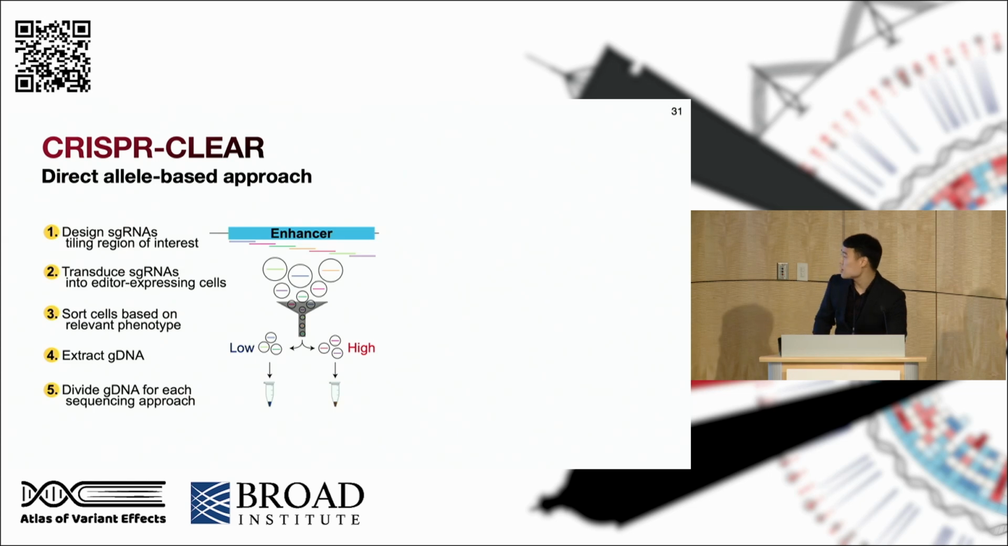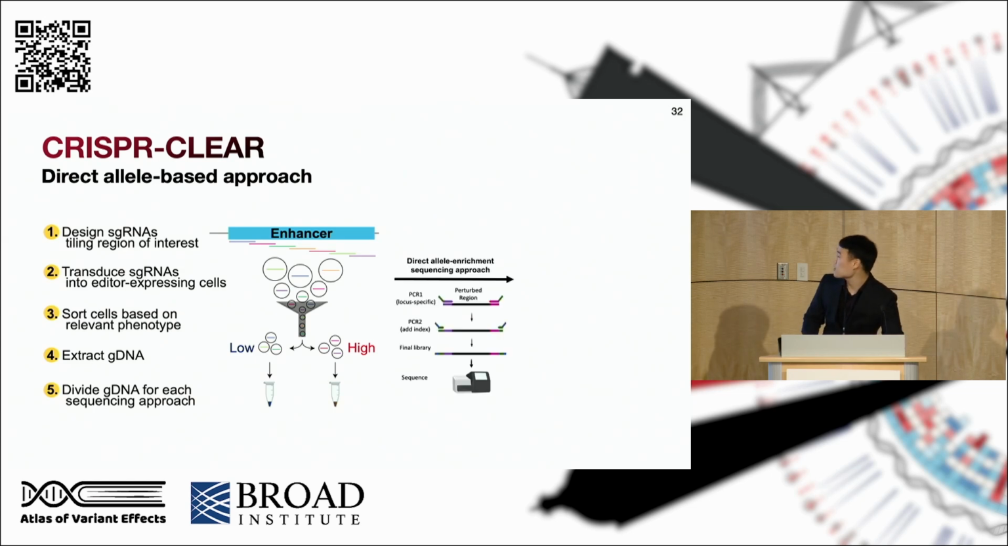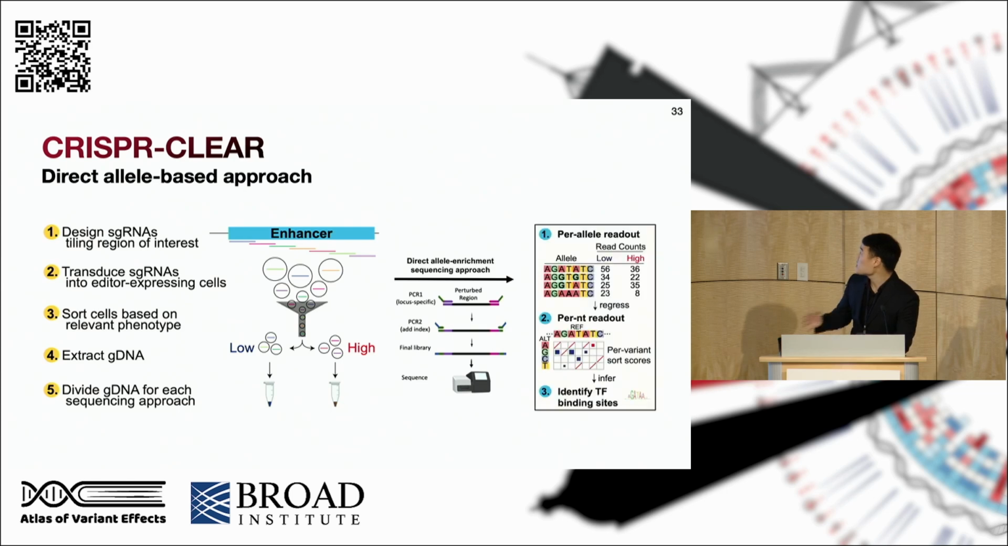We extract the genomic DNA, but this time we're amplifying and sequencing the actual perturbed region. As a result, we can attain a direct sequence-to-function relationship. In a pooled screen setting, this is really exciting because not only can we get per allele counts across populations, we can start to investigate combinatorial effects, as well as hopefully interrogating functional versus bystander effects as well.